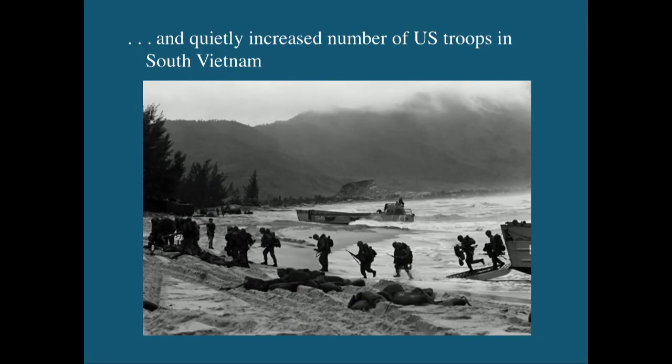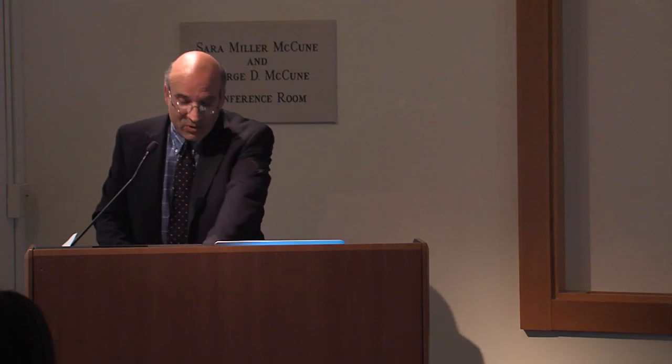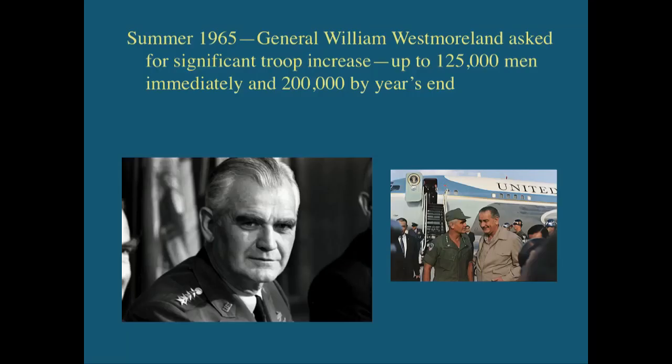By April 1965, 72,000 American soldiers were in Vietnam. And in July, the commander of the US forces in South Vietnam, General William Westmoreland, asked Johnson for another troop increase, bringing the numbers up to 125,000 men immediately and to 200,000 by the end of the year. And in what would turn out to be the most fateful decision of his presidency, Johnson granted Westmoreland's request. The influx of so many American troops into South Vietnam fundamentally transformed the conflict, such that the United States now bore the major responsibility for waging the war.